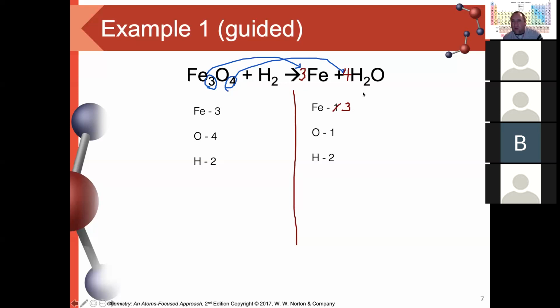And so that turns my oxygen, 4 times 1, gives me 4. That also changes my hydrogen. 4 times 2 gives me 8. And so I've got my irons balanced. I've got my oxygens balanced. The only thing I don't have balanced now is the hydrogen. And if I put a 4 here, 4 times 2 would give me 8 for the hydrogen now. 3 irons, 4 oxygens, 8 hydrogens. I've got me a balanced equation.